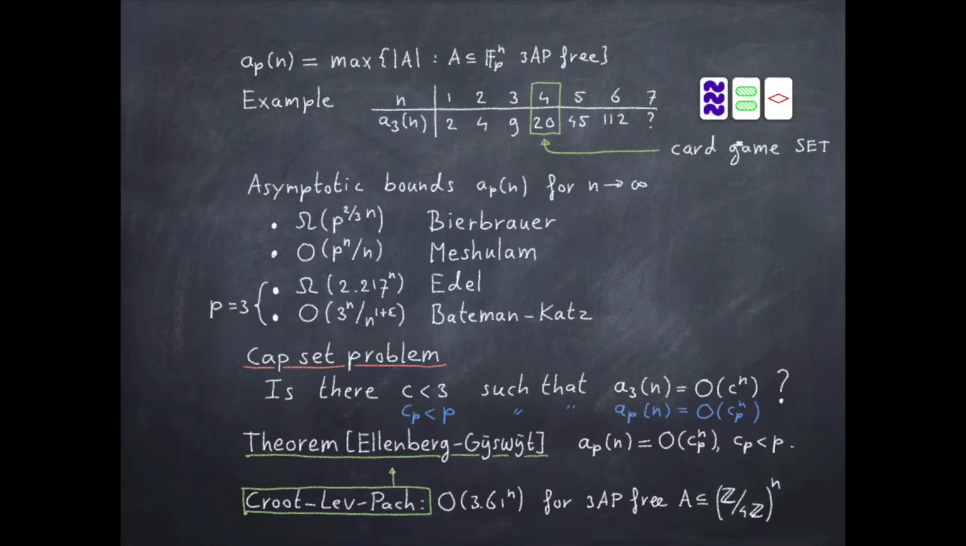In this lecture we will show that the answer is yes. This theorem is based on earlier work of Croot, Lev and Pach. They showed a similar result for 3AP-free sets in Z mod 4Z to the n. Their main lemma is one of the key ingredients in the solution of the cap set problem.